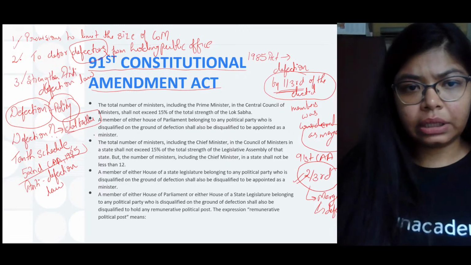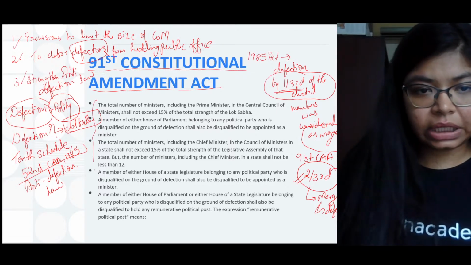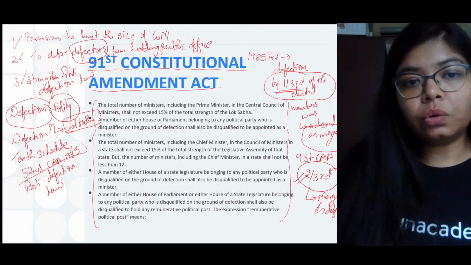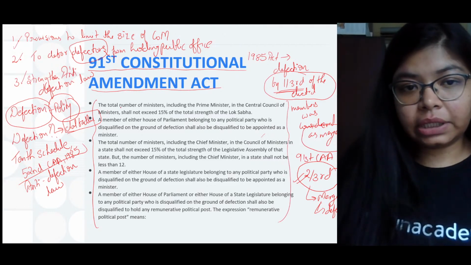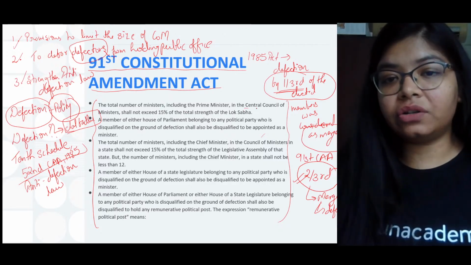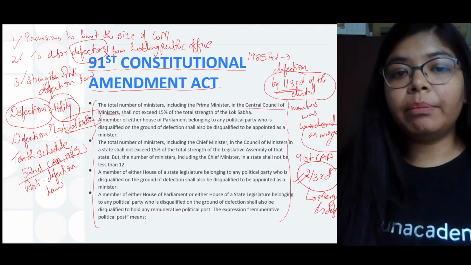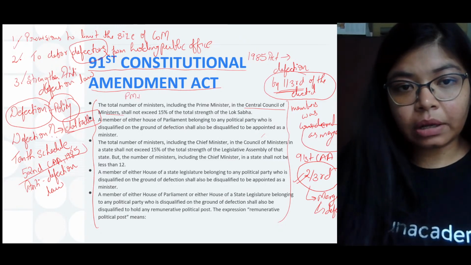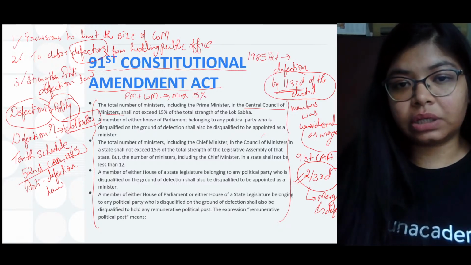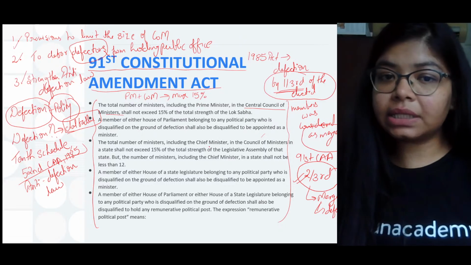So this is it. Let's just take a quick reading of कि 91st ने actually क्या क्या किया था. So एक तो ये, the total number of ministers including the prime minister in the central council of ministers, मतलब कि PM plus his council of ministers का maximum strength 15% हो सकता है. ठीक है, इसके ऊपर नहीं.